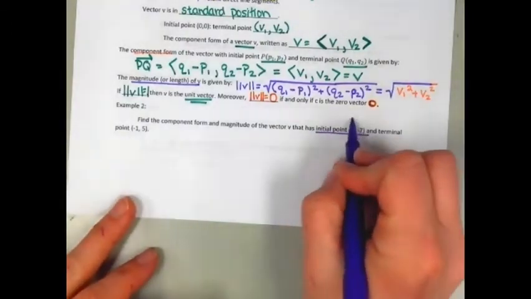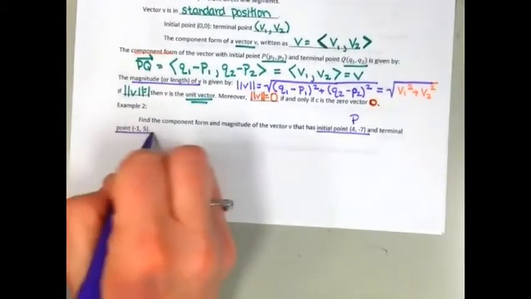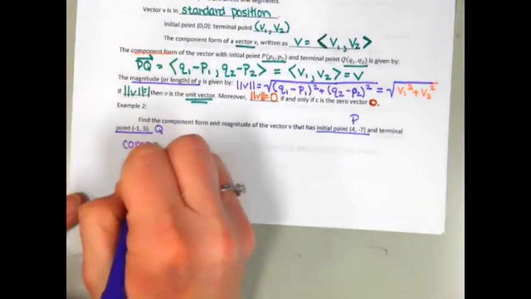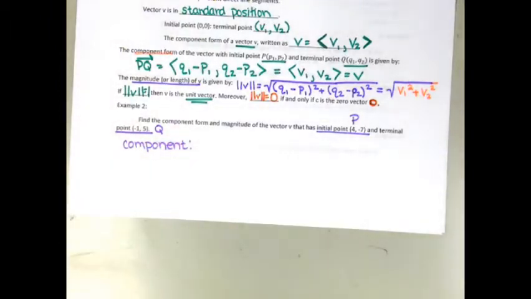Example 2. Find the component form and magnitude of the vector v if its initial point is (4, -7) and the terminal point is (-1, 5). My initial point is always what? Is that my P or my Q? My initial is always my P, and my terminal is my Q. So to find the component, do I subtract my P from the Q or the Q from the P? Q minus P. We always do terminal minus initial.